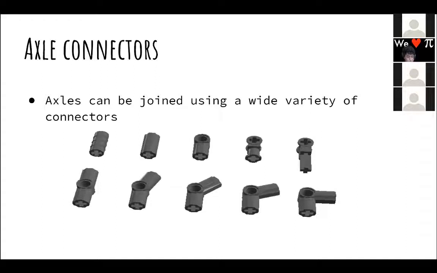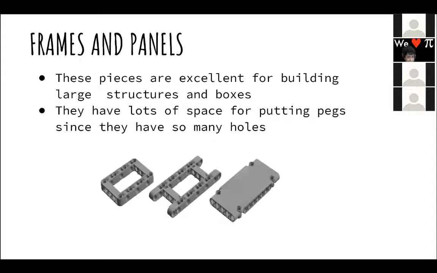Axle connectors. You can connect axles together too. You can make the axles go like this, and just either to make it longer or to make things more structurally sound. Frames and panels. Now these are the building blocks. These are the most structurally sound and best things you can use for building. They have a multitude of holes and they allow for great structural design.